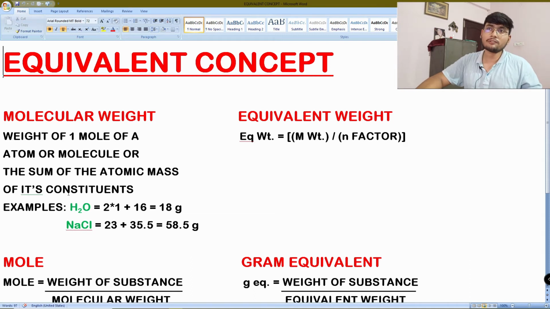Basically, in molecular weight I have given you some examples also. You can see that for water, 2 into 1 is the atomic mass of hydrogen and 16 is the atomic mass of oxygen. When you add those up, you get 18 grams. So the molecular weight of water is 18 grams, and if you want to take 1 mole of water, what you have to do? You have to take 18 grams of water.